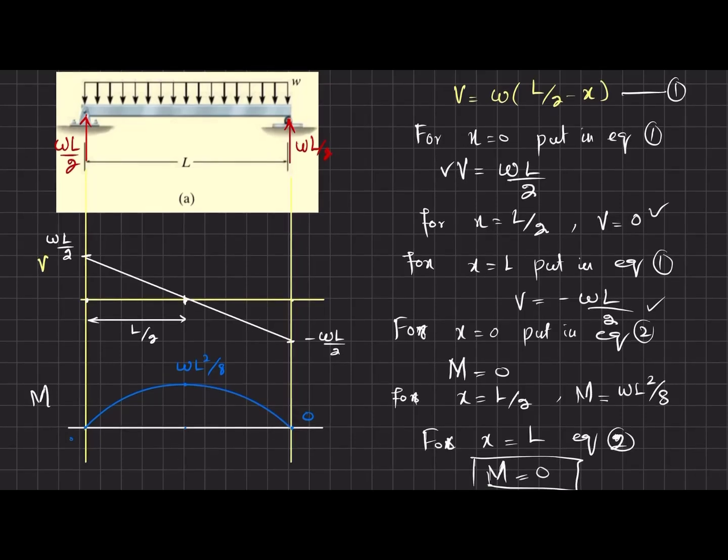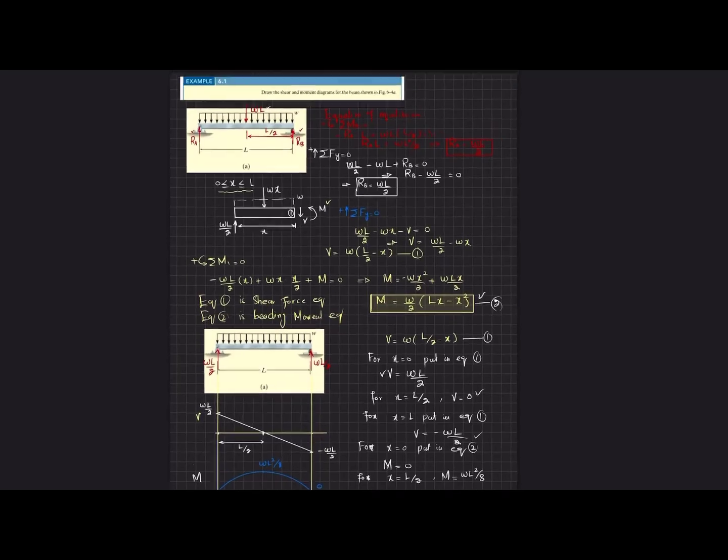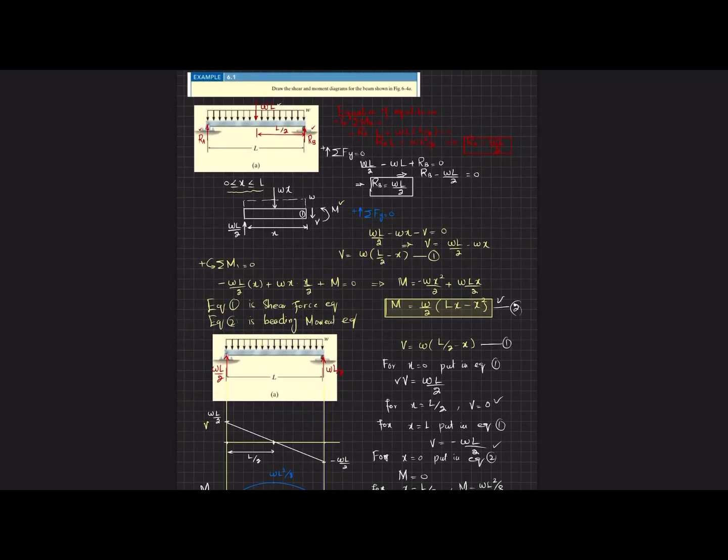So this was all about example 6-1, in which we have learned how to draw the shear force and bending moment diagram and how to write the equations for shear force and bending moment, and by using these equations we have drawn the shear force and bending moment diagram.